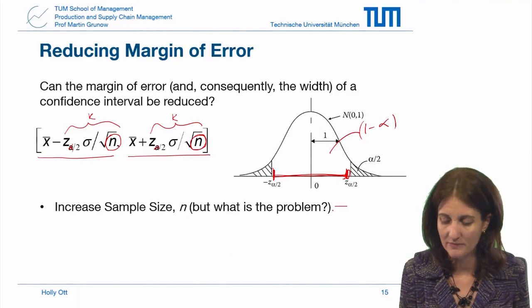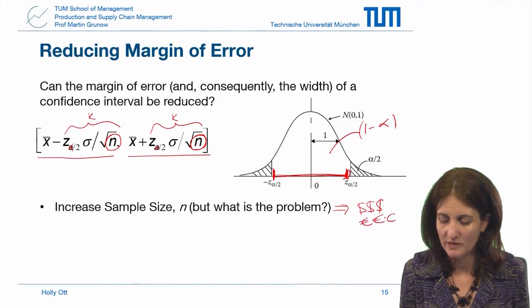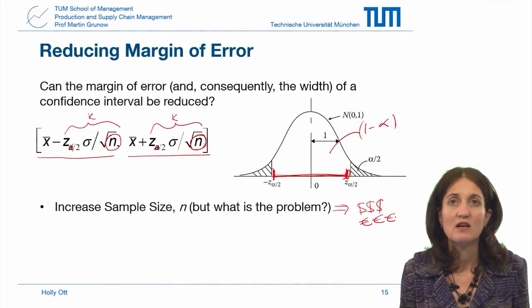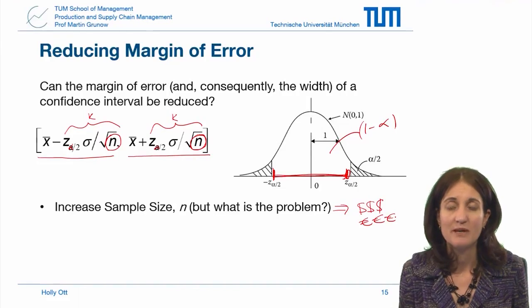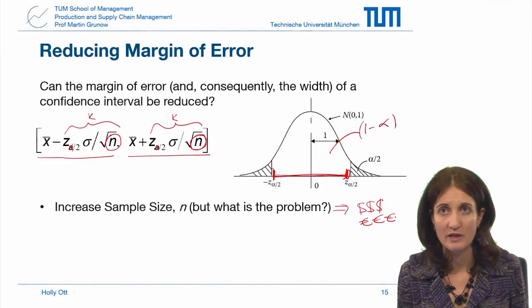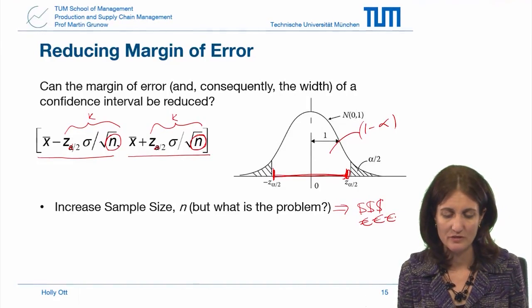I think you're probably thinking about cost, or in Germany, we've got euros. Thinking of the cost for the time to take the samples. If it's a sampling that's destructive, you end up losing product. So the cost goes up. So what else could we do?